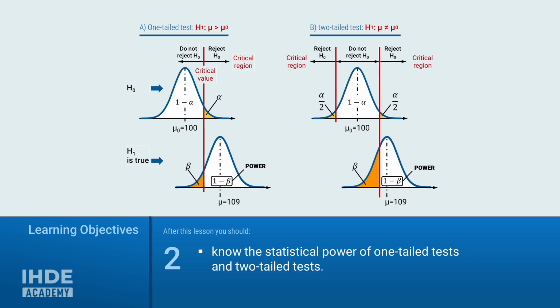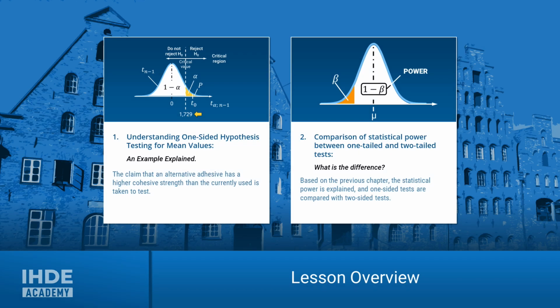Before starting this chapter, you should look at the lesson on type 1 and type 2 errors, which also explains in more detail what statistical power is. To achieve these learning objectives, this lesson is divided into two chapters.